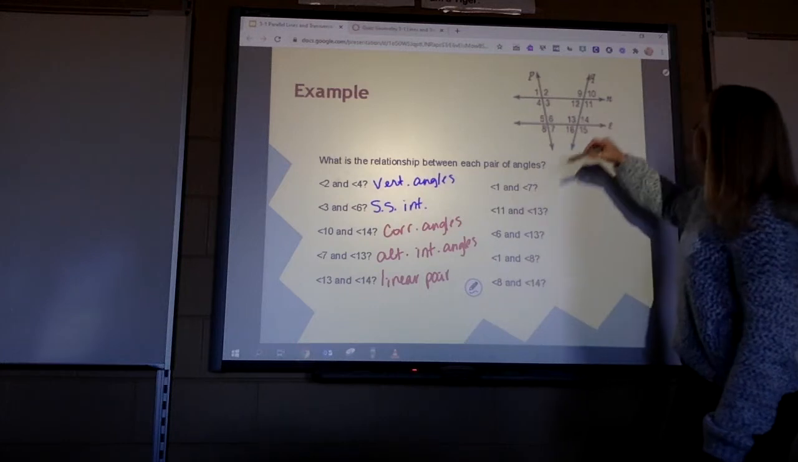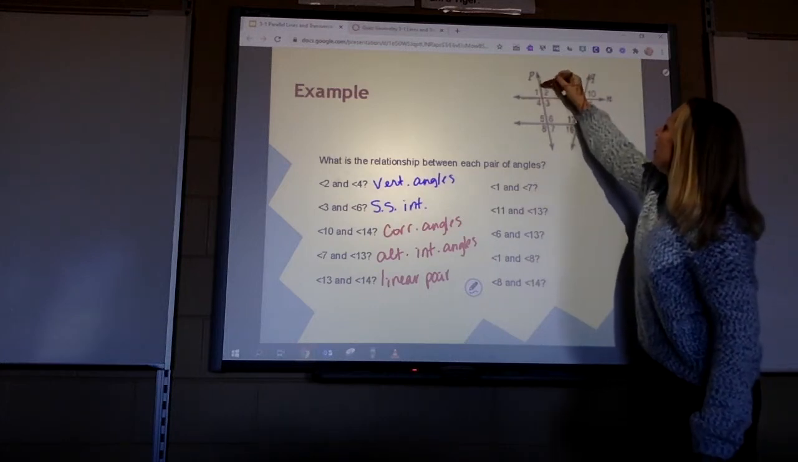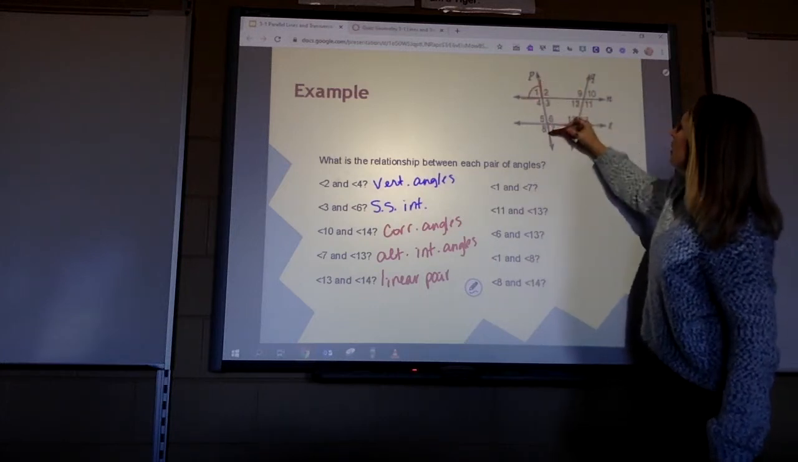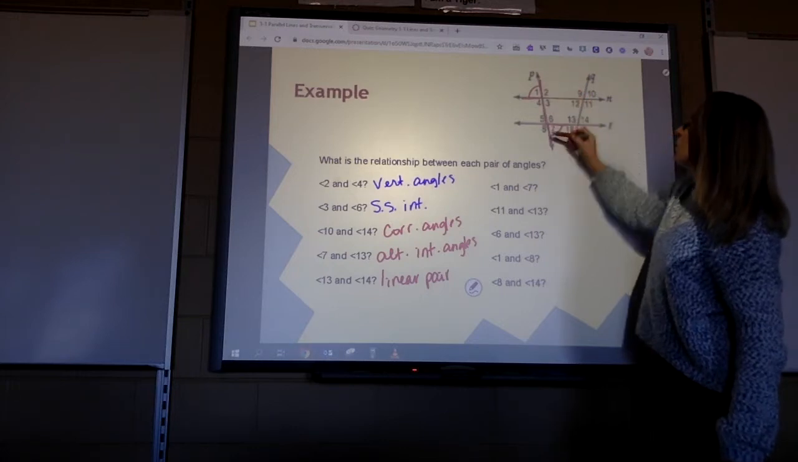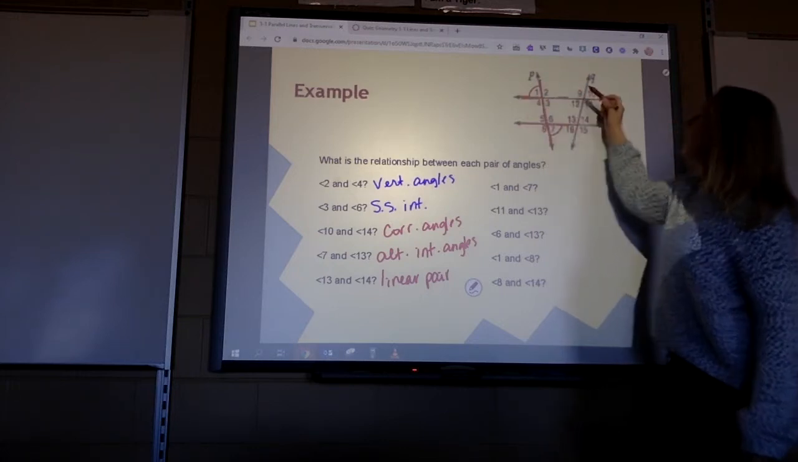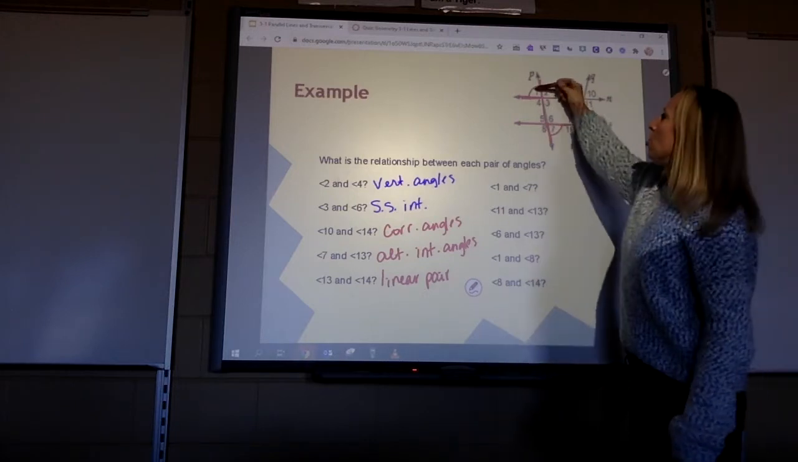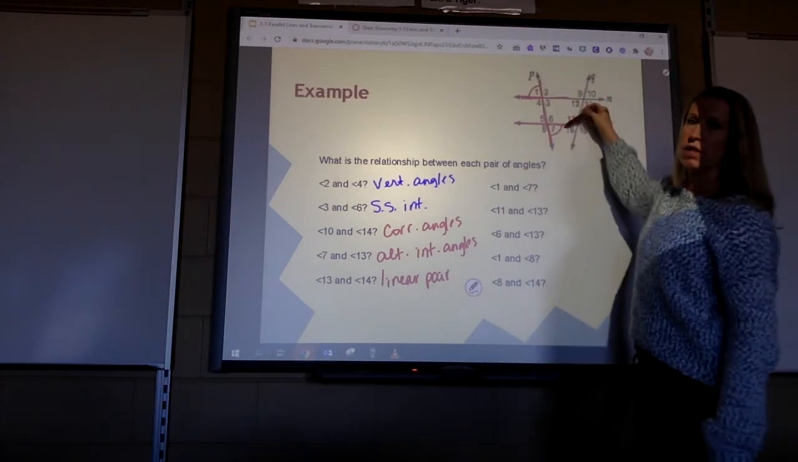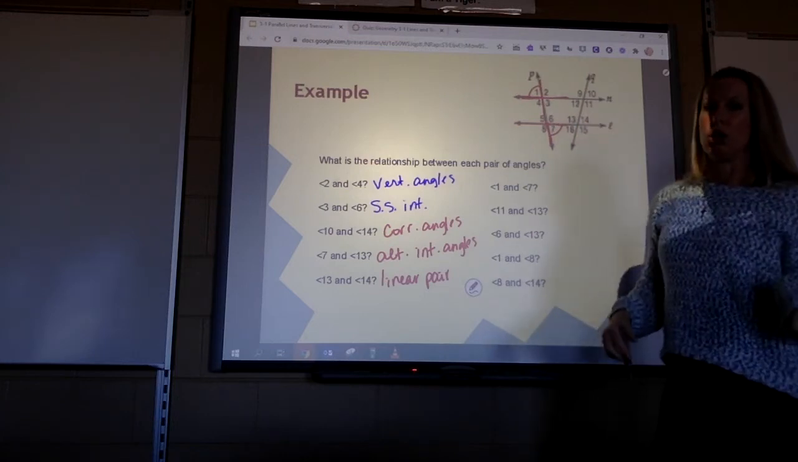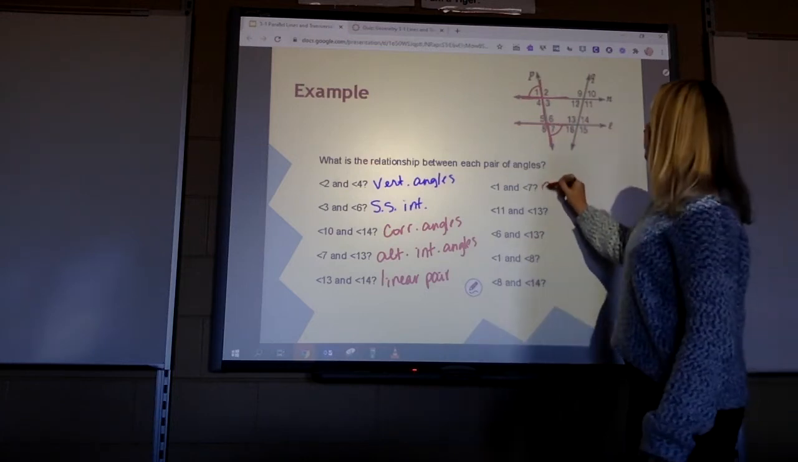1 and 7. So this would be my transversal and these would be my lines. They're on the exterior of the lines, and do you see how they alternate over that transversal? That would be called alternate exterior.